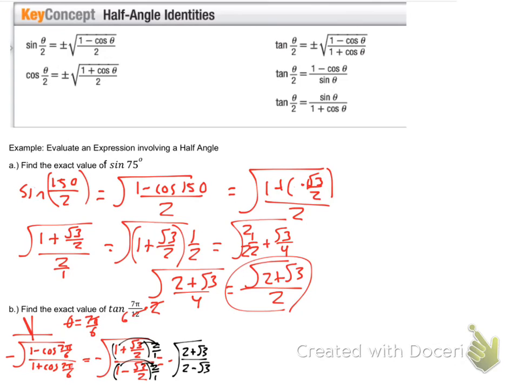Now, officially, we should possibly multiply by the conjugate to get rid of the square root on the bottom, but in this case, I'm going to let it be and say that is the exact answer, so we can move on.